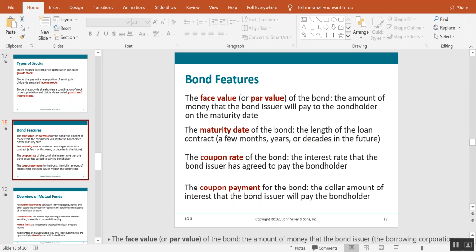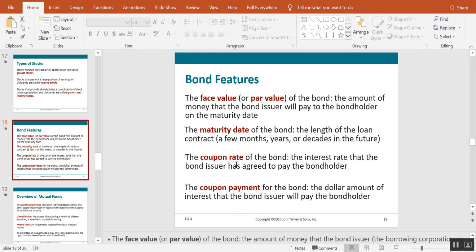The maturity date is when the bond actually is paid off by the company. And typically, for these large bonds, it's going to be a long period of time, say 20 years, 15 years, something like that. But that's the maturity date of the bond. And then they have a coupon rate on the bond, and that is the interest rate that the bond pays. So if you had a 6% coupon rate, that means that on that $1,000 bond, the company is going to pay you 6% interest.